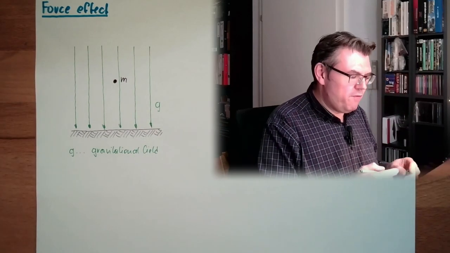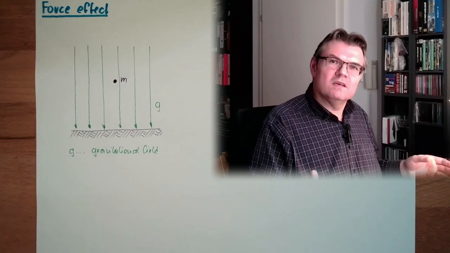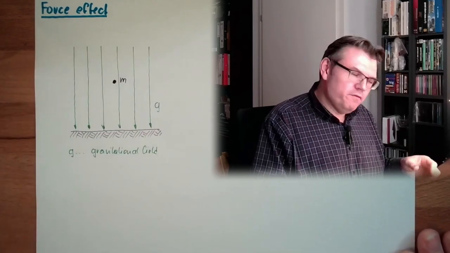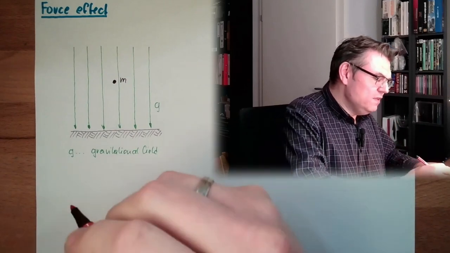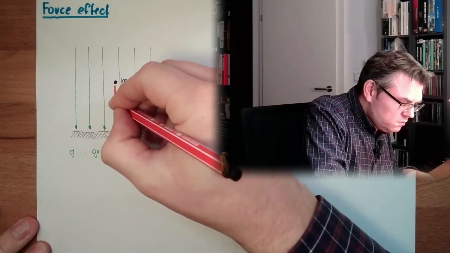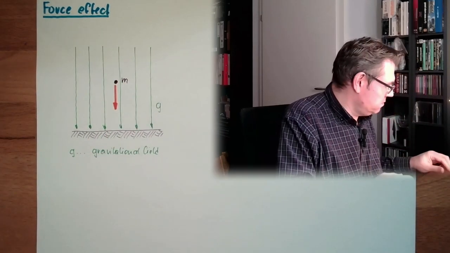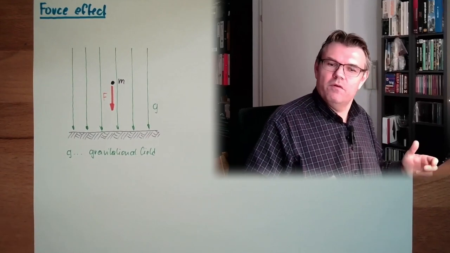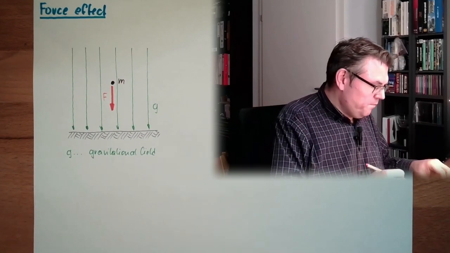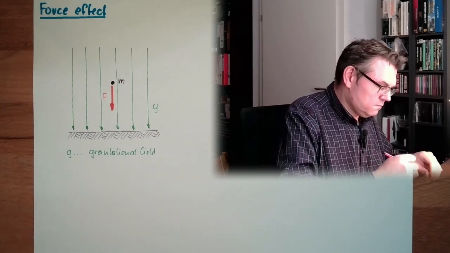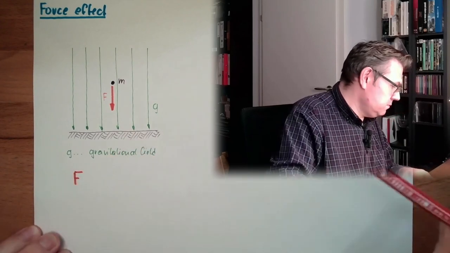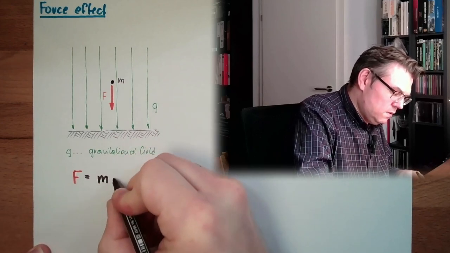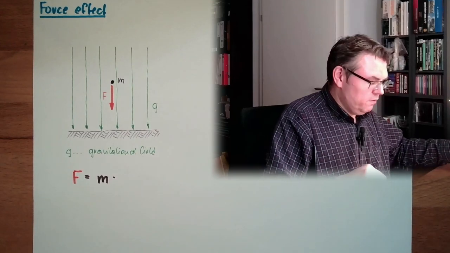On Earth, we have around 9.81 meters per square second, so it somehow feels like an acceleration. Because we are inside of a gravitational field, this mass feels a force in direction of the gravitational field, towards the center of the Earth. For us, it's down. And how to calculate this? The force equals the mass multiplied by the gravitational field.